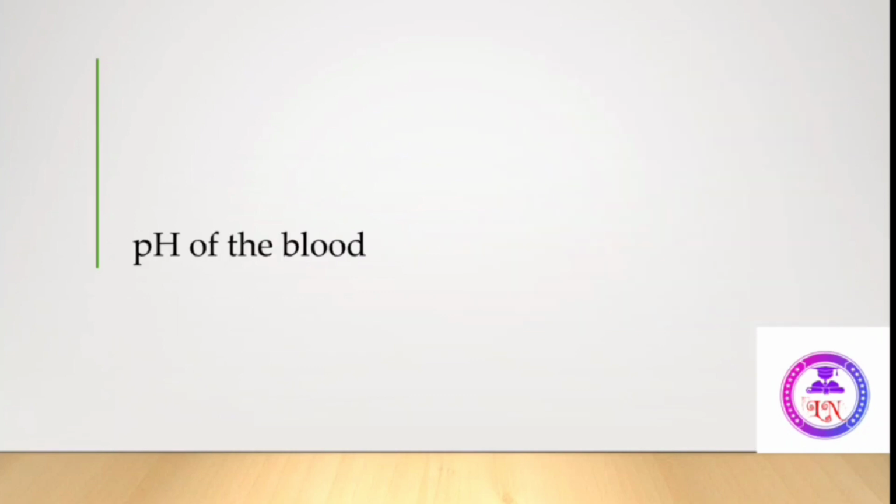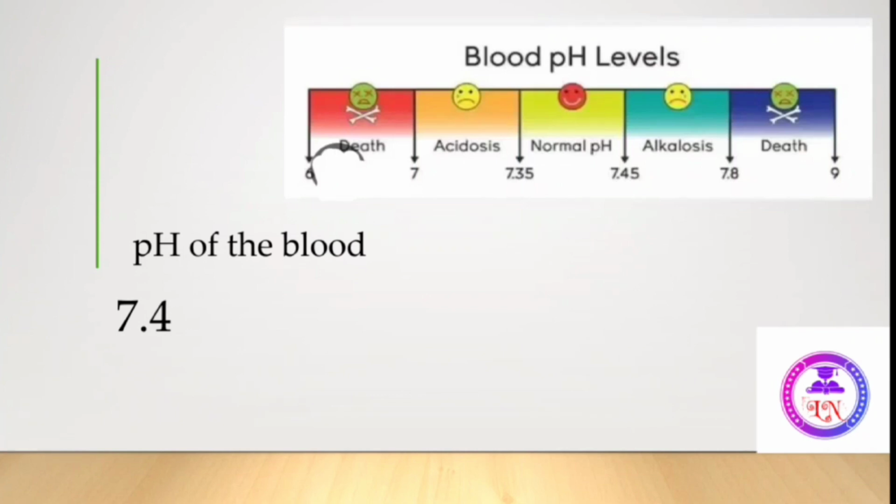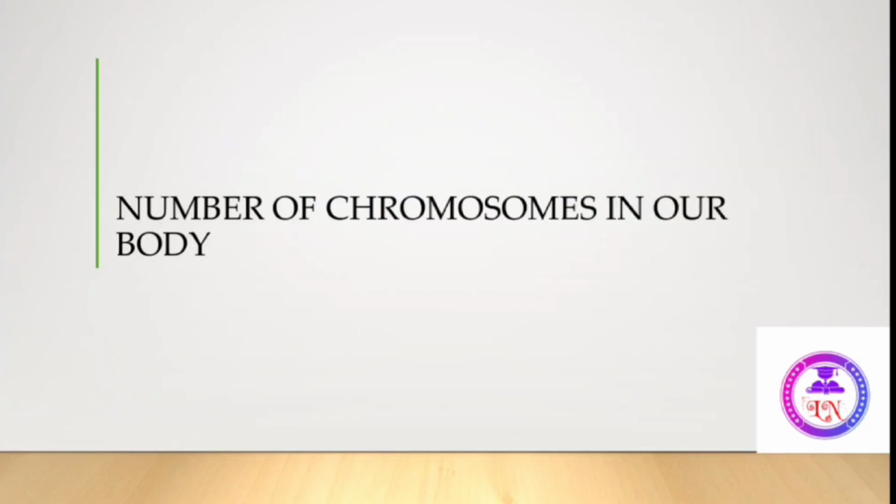What is the pH of the blood? The standard pH of the blood is 7.4. If you see, 7.35 to 7.45 is the normal pH. And if you go ahead, it is alkalotic. If you go back, it is acidotic. And if both situations are extreme, it is a near-death situation.